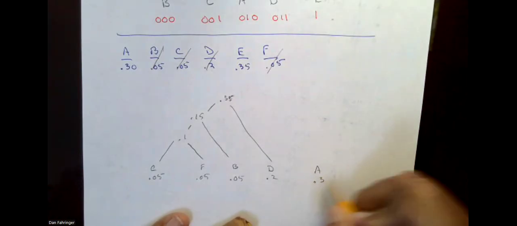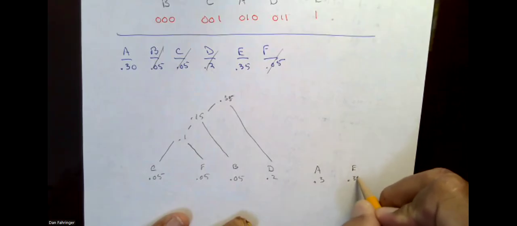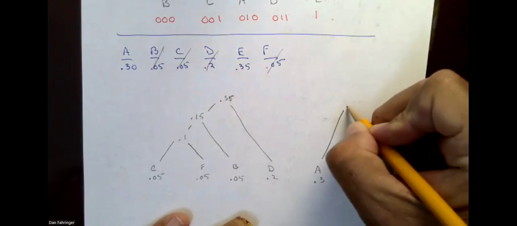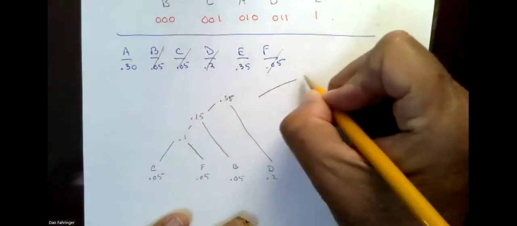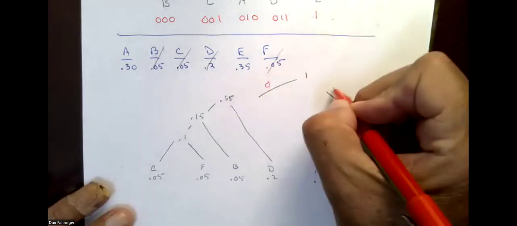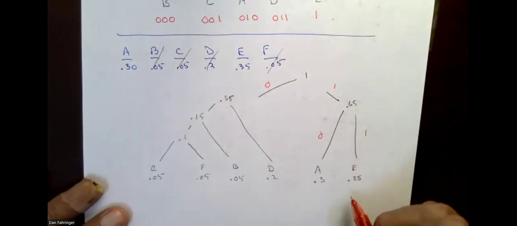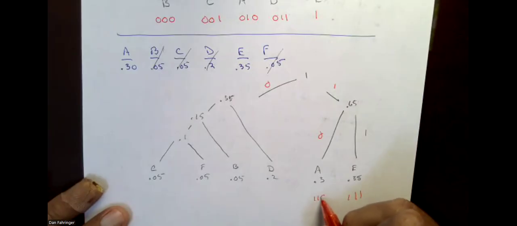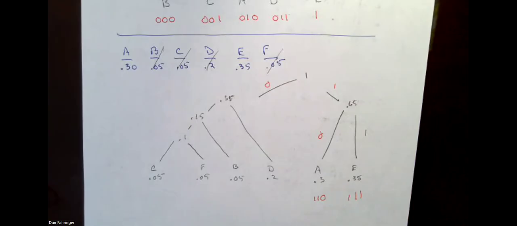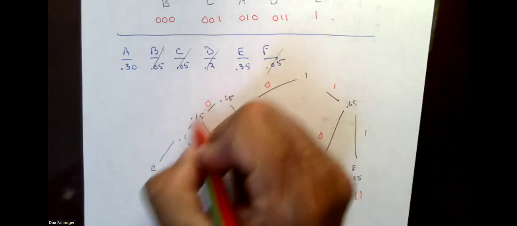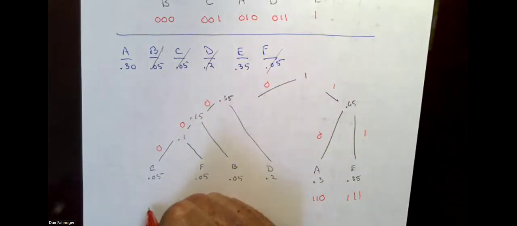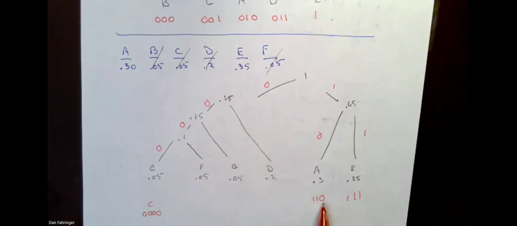A is 0.3, E is 0.35, 0.65, and then 1. And then, of course, going down, zeros and ones. E would have been 111, A would have been 110, that kind of deal. Okay, good. 000. C is 4 zeros: 1, 2, 3, 4. The higher percentages, as you can see, are fewer digits.